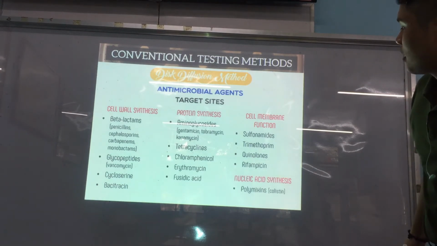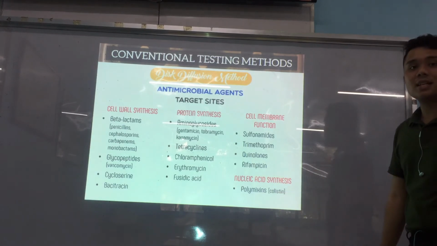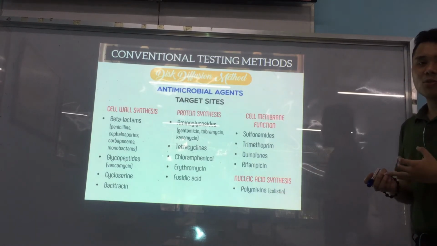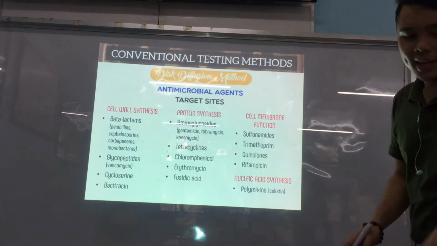And you have nucleic acid synthesis. The last one is the polymyxins. So again, these target nucleic acids. So more on the DNA na good sa genetic material sa imuhang bacteria. Okay.